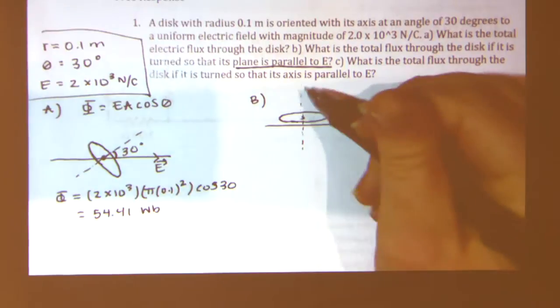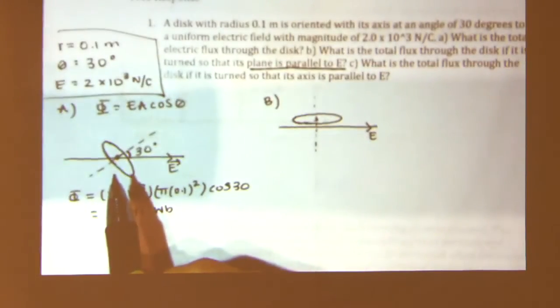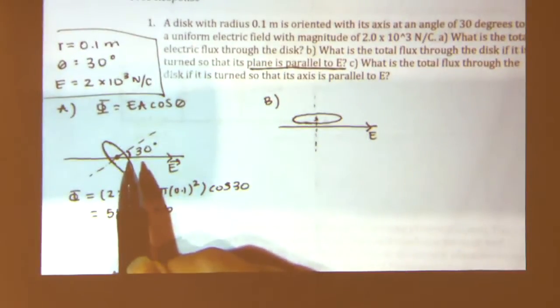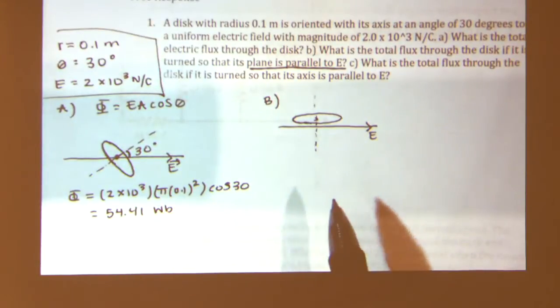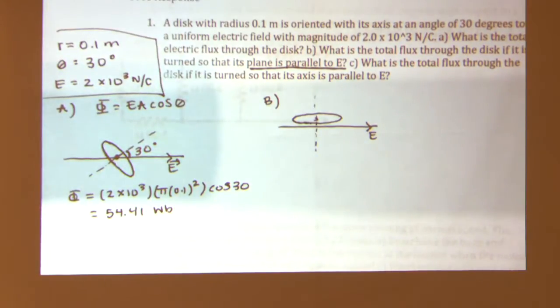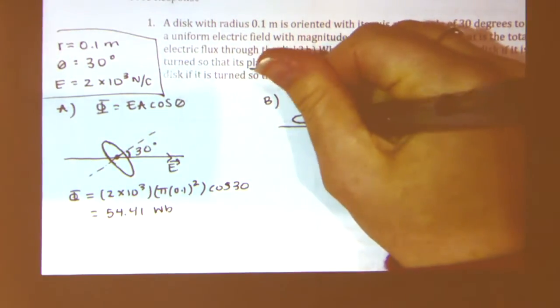Because in part A, our angle was relative between the electric field and the axis of the disk. So now in B, we're still going to use that same way of thinking about it. We're going to say that angle is still the angle between the electric field and the axis. So when we say that, we'll get theta is equal to 90 degrees.